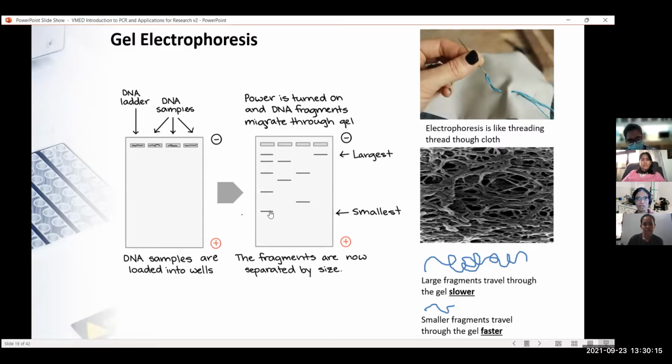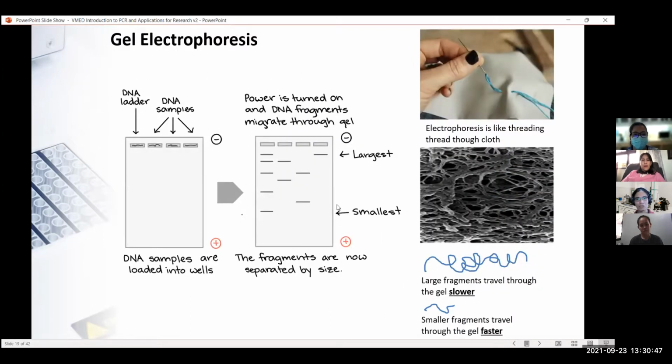And you have a DNA ladder with predetermined sizes of DNA fragments, and this is how you will measure. The ladder is like your ruler, and you will match the size of the bands. So if this is 100 base pairs and this is 200 base pairs, then you can assume that the size of this band is somewhere around 140 to 150 base pairs. So that's how you measure using gel electrophoresis.